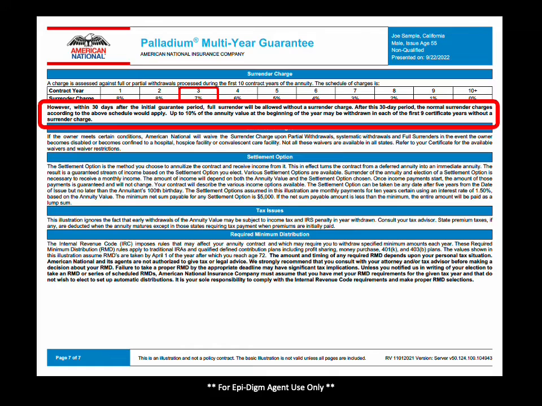Also it says up to 10% of annuity value at the beginning of the year may be withdrawn each of the first 9 certificate years without surrender charges. Starting on the 10th year, there are no surrender charges, so you don't have to worry about it. But in the first 9 years, you can take out as much as 10% of annuity value without surrender charges. So the surrender charge schedule above applies to the 90% of annuity value. I hope you all understand this.